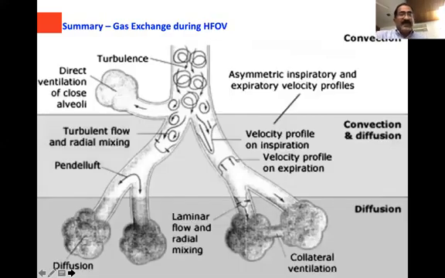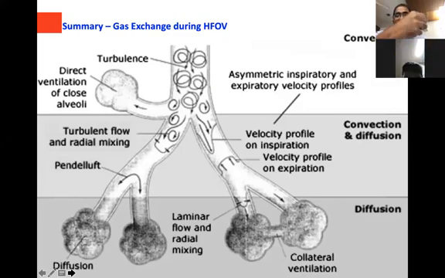This is the summary of the gas exchange. This is the most important thing. The first thing, as you say, there's turbulence right at the top, and this is your convection. Here, there's a direct ventilation of closer alveoli. The turbulent gas which comes in aerates these alveoli here, and there's a direct ventilation happening to all the alveoli which are closer.